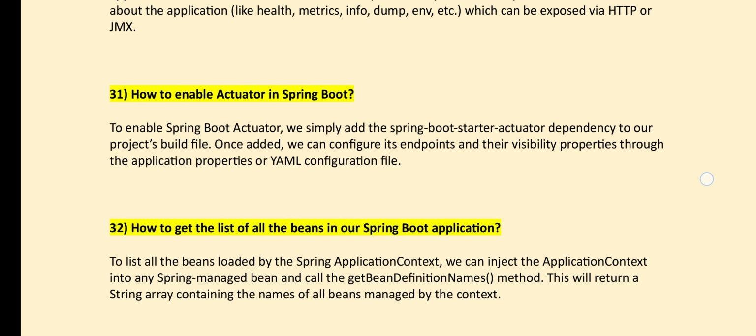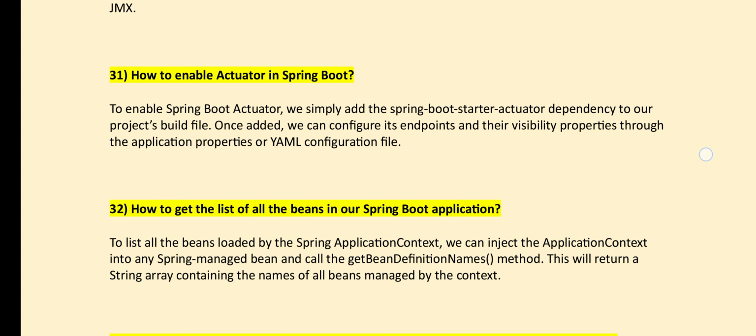How to get the list of all beans in our Spring Boot application? To list all the beans loaded in the Spring Boot application, we can inject the ApplicationContext into any Spring managed bean and call the getBeanDefinitionNames method. This will return a string array containing the names of all beans managed by the context.